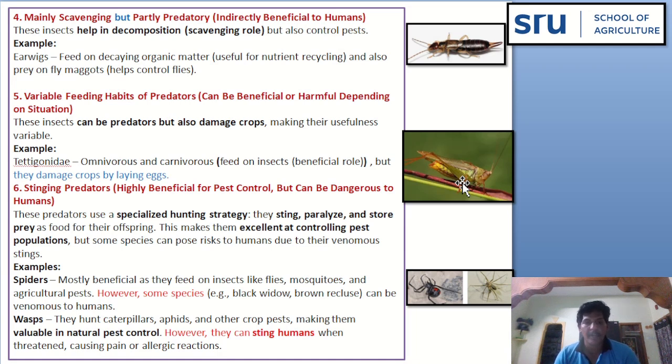Next, stinging predator. These are highly beneficial for pest control but can be dangerous to humans. For example, the spiders and wasps. They feed on various other insects like flies, mosquitoes, and various caterpillars. But these spiders are sometimes venomous to humans, and wasps sting humans. In that way, they are sometimes dangerous to humans.